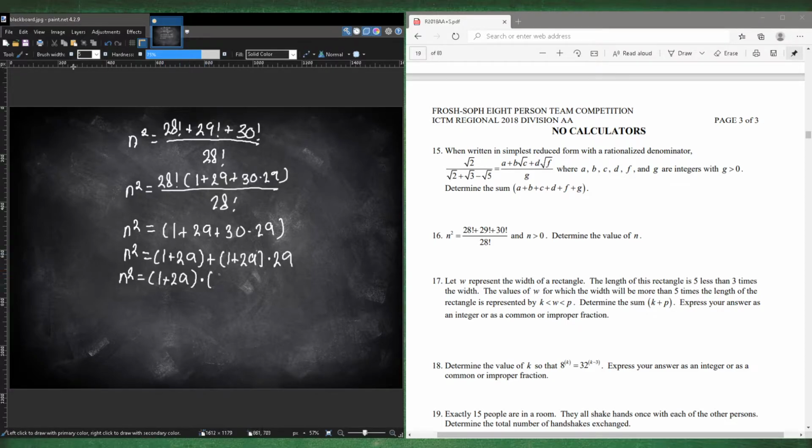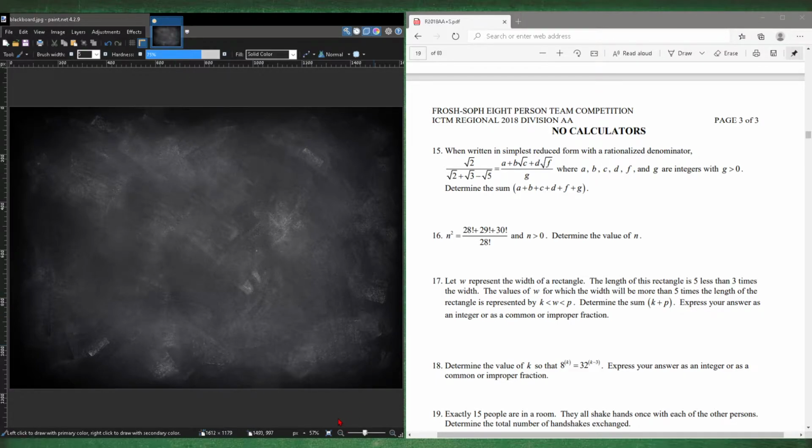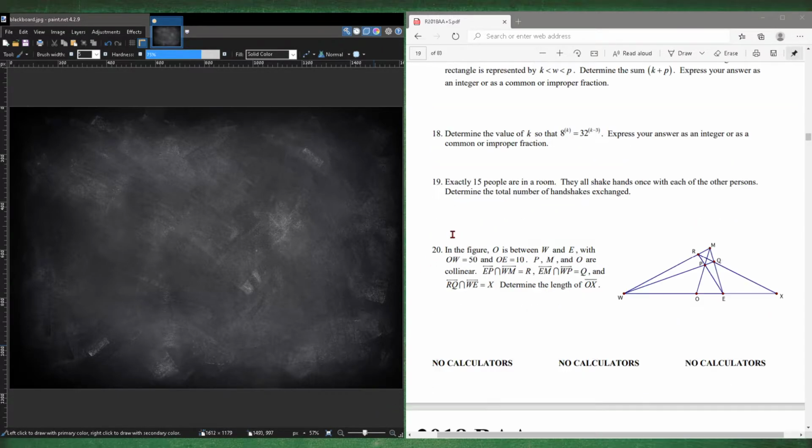So we get 1 plus 29 divided by 1 plus 29 is 1, and 1 plus 29 times 29 divided by 1 plus 29 is just 29. So we see 1 plus 29 in both of them, which means n is just one of them. So it's just 1 plus 29, which is 30. That is our answer for number 16. You really don't even have to simplify it, you just have to rewrite it in a different way. It's not really a hard question, but it's pretty interesting.